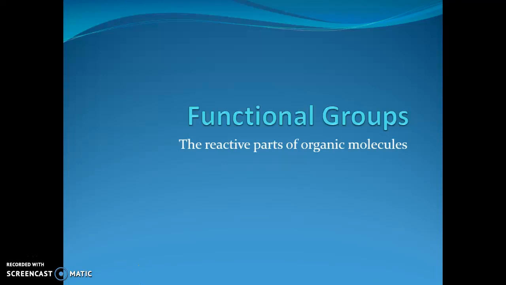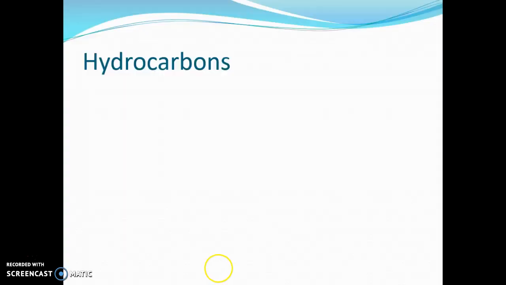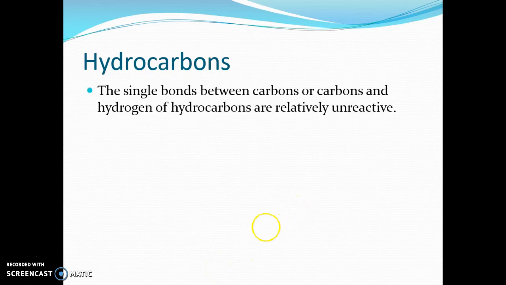So this is the last topic that we need to cover in this section of Unit 4. It is on functional groups in organic molecules. And like you can see there, the functional groups are really the reactive part of molecules. You don't get a whole lot of reactions from the hydrocarbon part. The single bonds between the carbons or the carbons and the hydrogens are pretty unreactive.